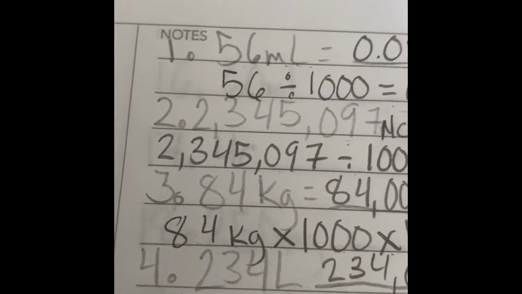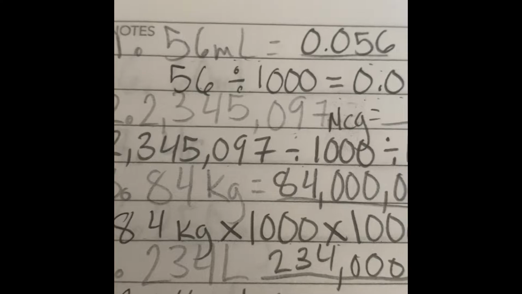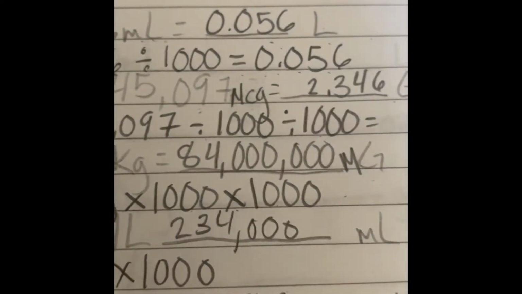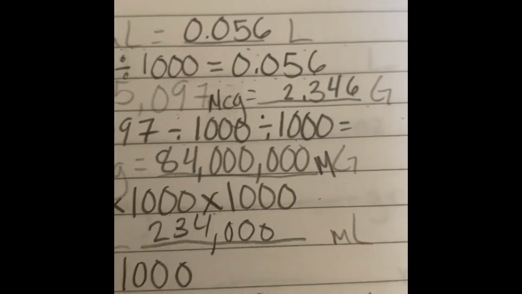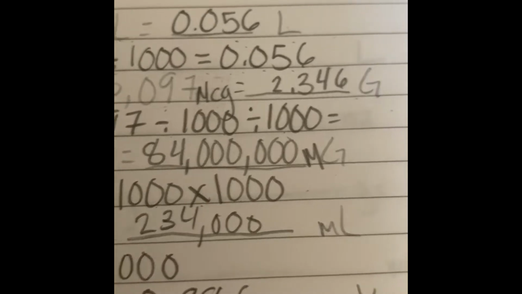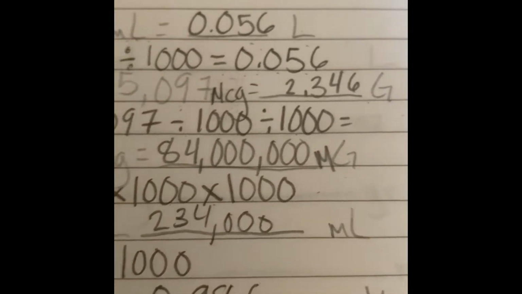I did 2,345,97 divided by 1,000, which will give you milligrams. So you divide it by 1,000 one more time, which will give you 2.346 grams.